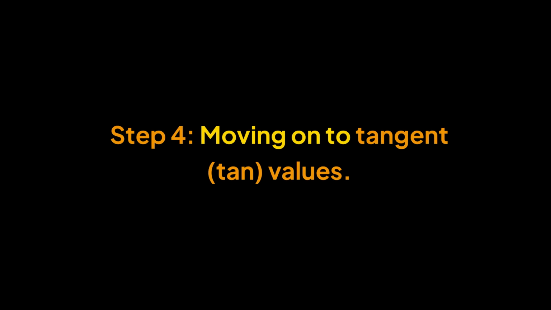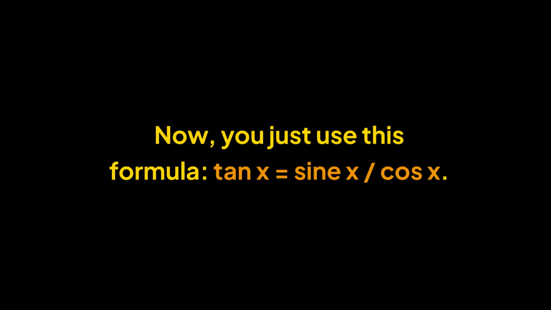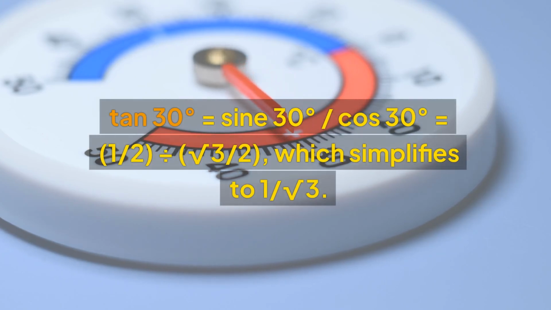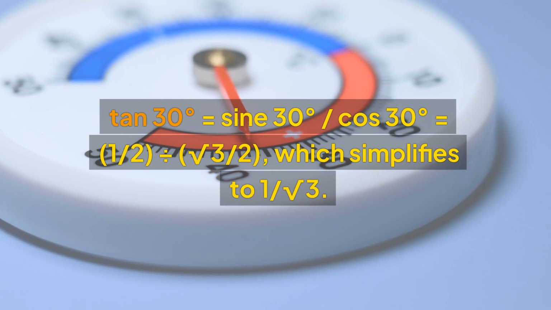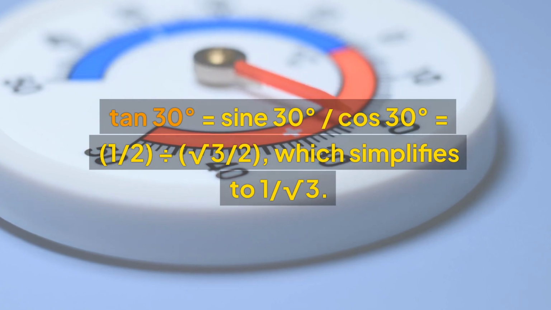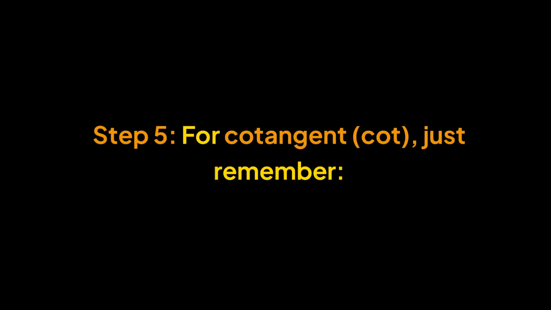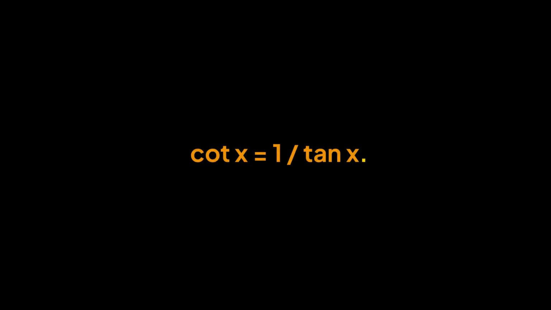Step 4. Moving on to tangent, tan, values. Now, you just use this formula: tan x equals sine x by cos x. Tan 30 degrees equals sine 30 degrees by cos 30 degrees equals 1 by 2 divided by root 3 by 2, which simplifies to 1 by root 3. Do that for each angle, and you've got your tangent values. Step 5. For cotangent, cot, just remember, cot x equals 1 by tan x.